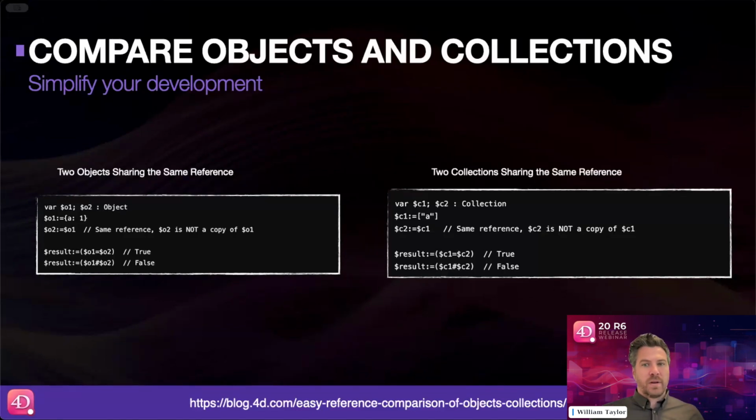So for instance, when you declare two objects and assign one to the other, they share the same reference. Now, using these comparison operators, you can confidently assert their equality or difference of reference, their referential equality or difference. This applies to both collections and objects. So, easy way to compare references, like you have in C++.